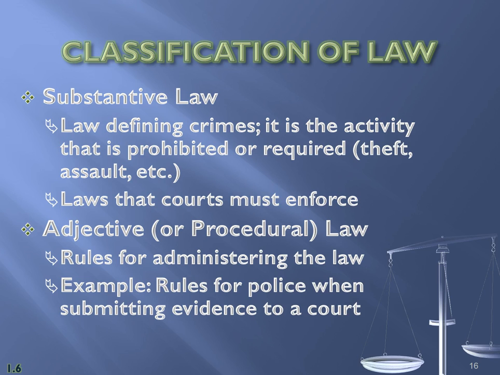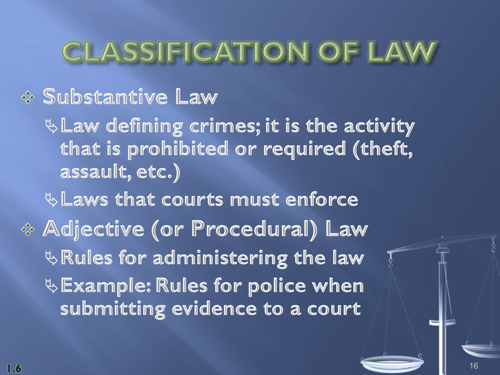So we know what a crime is now. We talked about stare decisis and precedent in cases. So let's take a minute and look at classification of law. And what does that really even mean? Well, criminal law may be classified into two broad categories. It is either substantive laws defining crimes, or adjective, which are the rules of procedure for administering the law.